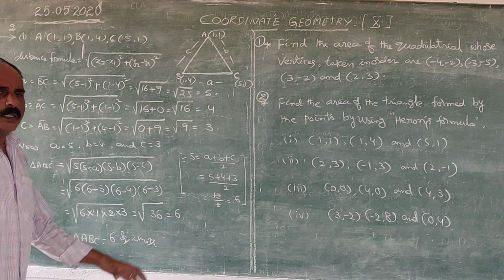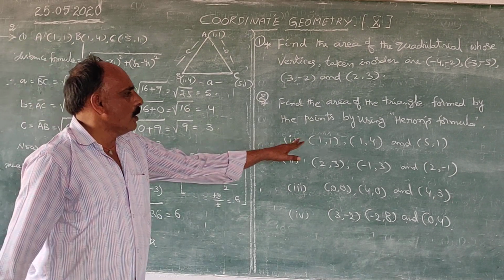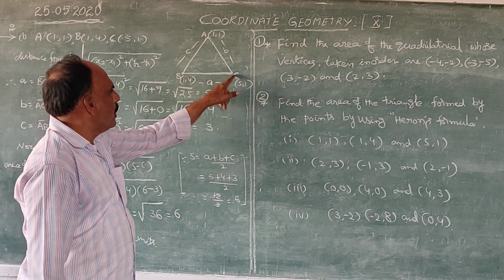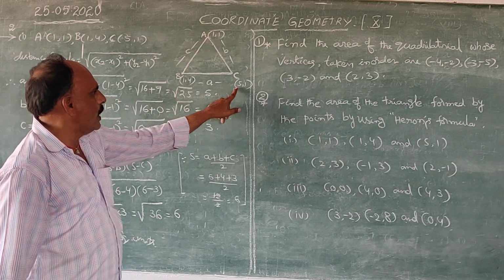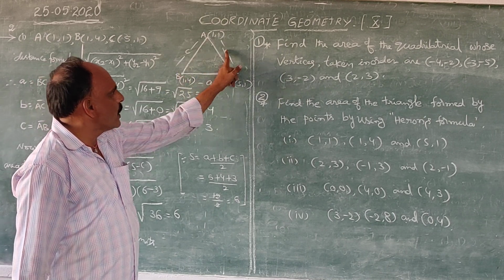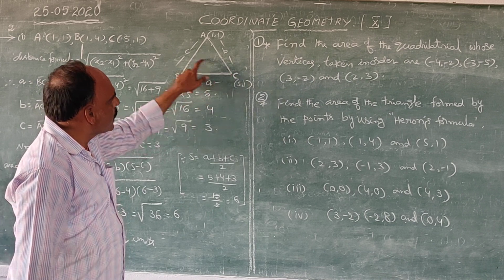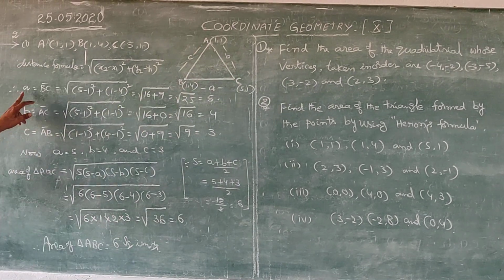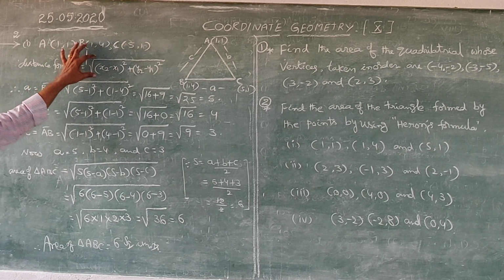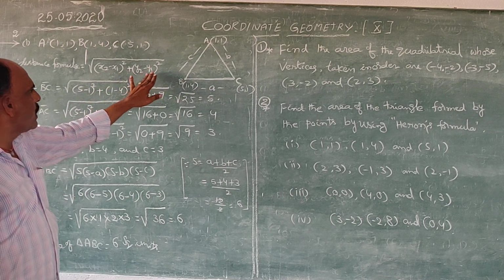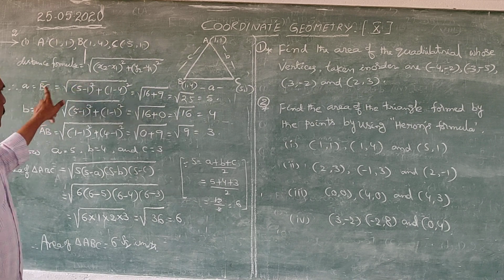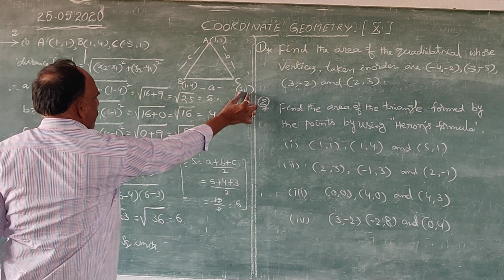So next, repeat the same problem. Now the vertices are (1, 1), (1, 4) and (5, 1). First take a rough diagram of triangle ABC: A (1, 1), B (1, 4) and C (5, 1). The side opposite to A is small a, the side opposite to B is small b, and the side opposite to C is small c. Now take a equal to BC, the length of BC. Using the distance formula, substitute the values. For the BC length, B is (x1, y1) and C is (x2, y2).